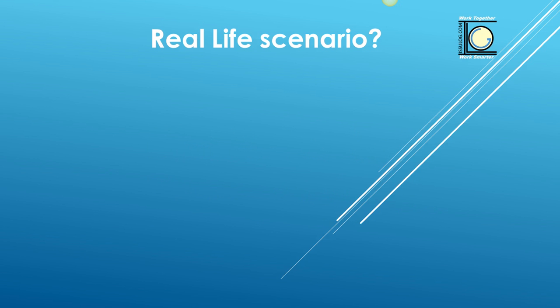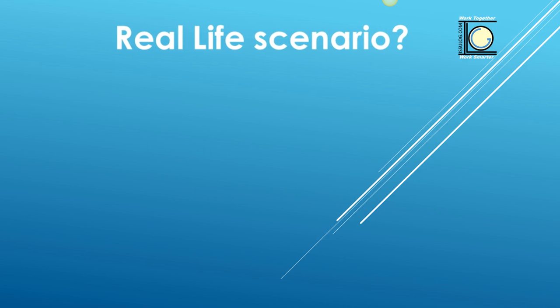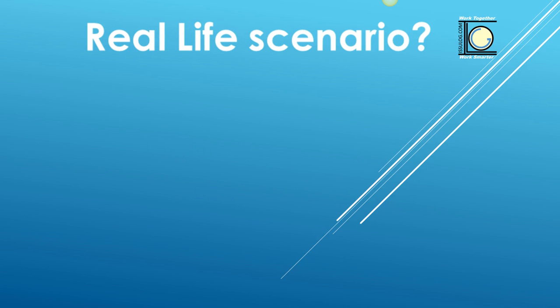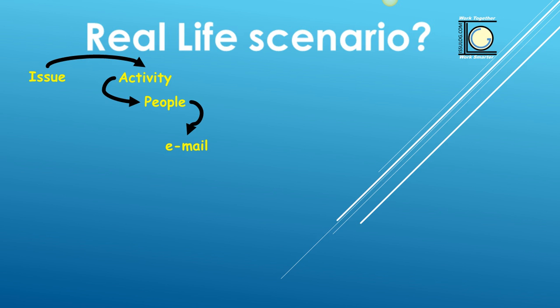But let's start by looking at a real life scenario. Normally, in a real life scenario, in any operation that you are running, you will have an issue. Issues are everywhere in our everyday life. Very often, you involve activities and you involve people to solve these issues. Some are random, but some actually are more coordinated and can be solved through tools like emails.